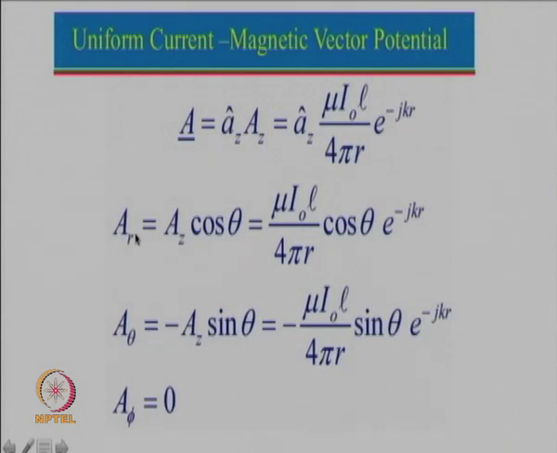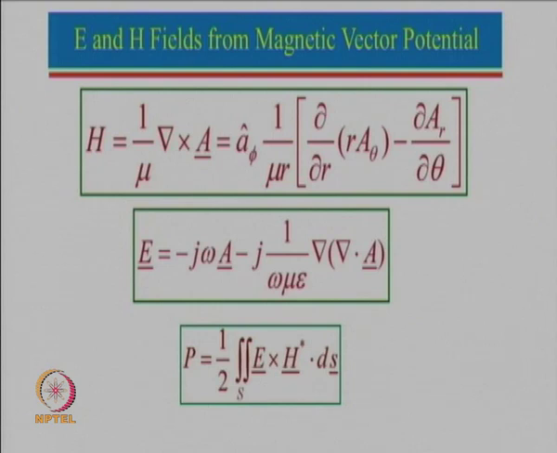So, once we know the A component, the vector magnetic potential, then we can use Maxwell's equations along with the wave equation to find out what the H field and the E field are. And if we know the E field as well as the H field, then we can find out the power. Power is nothing but the double integration of E cross H conjugate, and that is the surface integral.